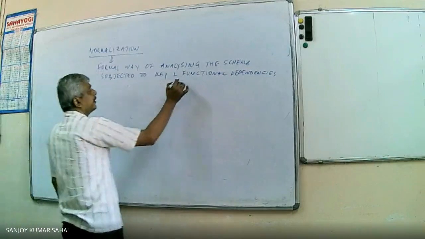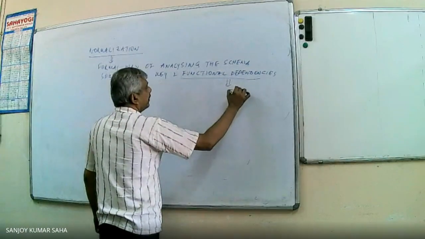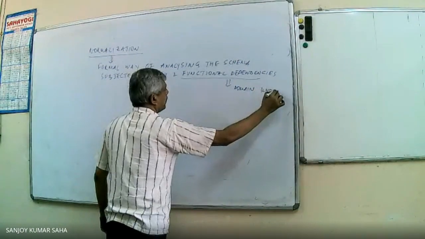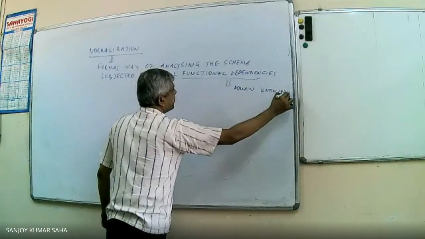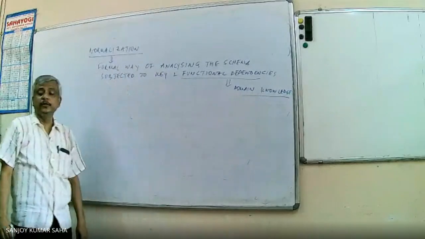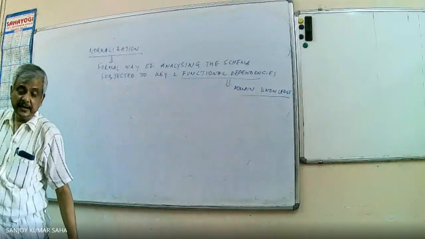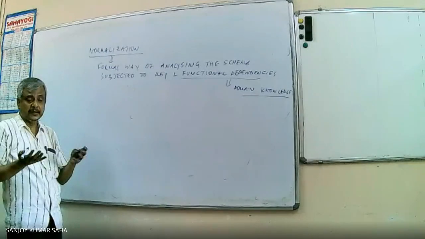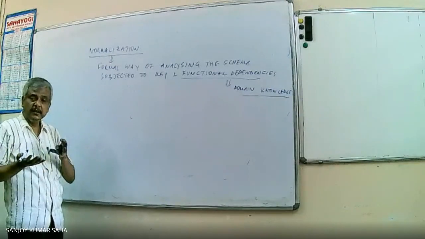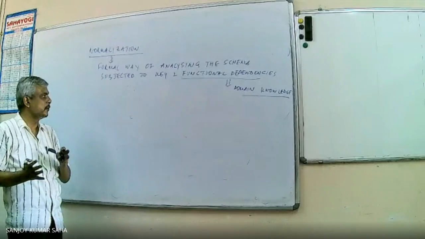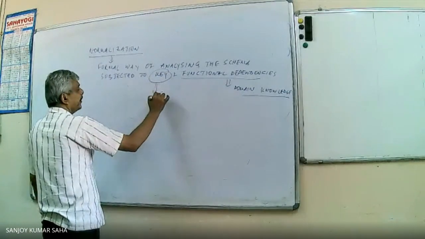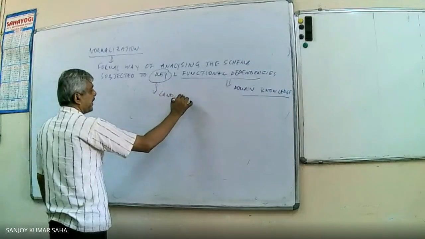Now, obviously, these will come from the domain knowledge. In real life, we have to interact with your client, the users. They will specify what are the relationships among the data that exist in that particular domain. We know the meaning of key. When you say key, basically it will refer to candidate key.